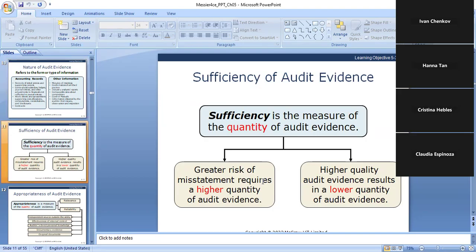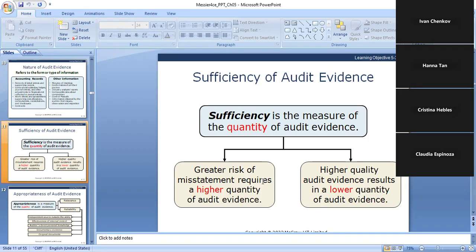How are we going to assess the sufficiency of our documents? Obviously, the sufficiency is going to measure the quantity of the audit. Greater risk of misstatement, more documents we have to do. Less risk of misstatement, fewer documents.